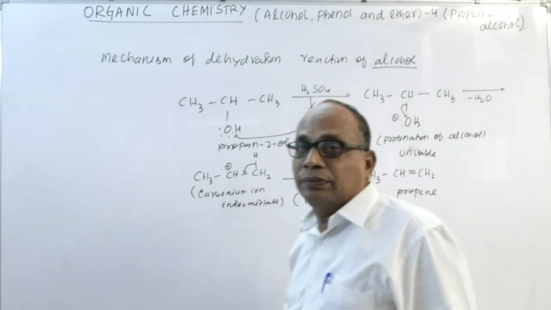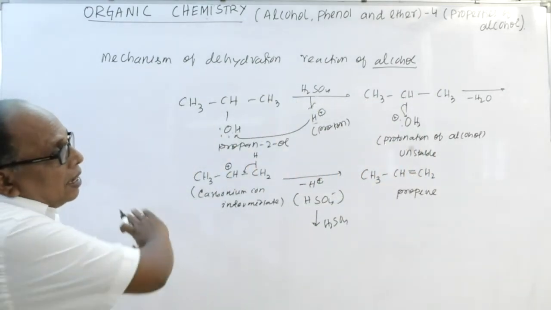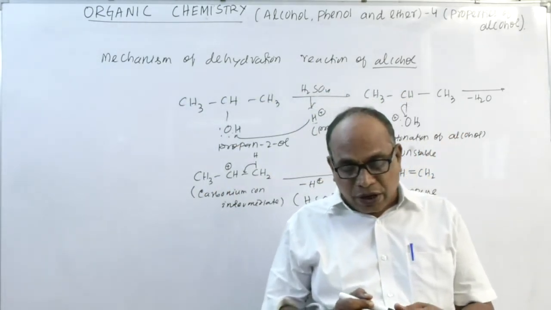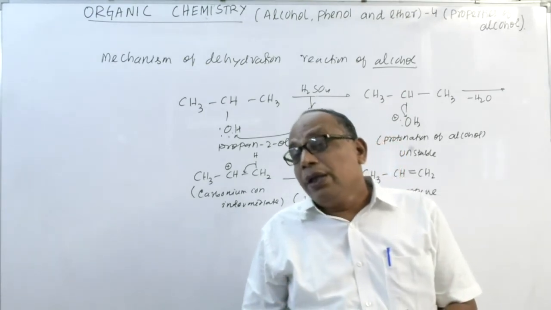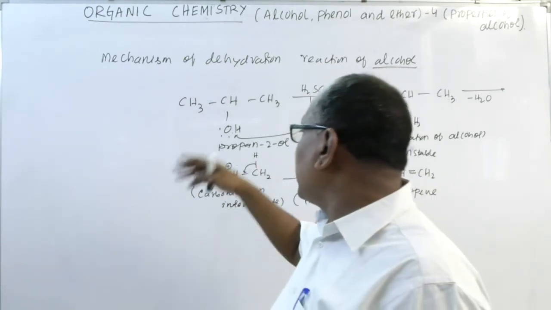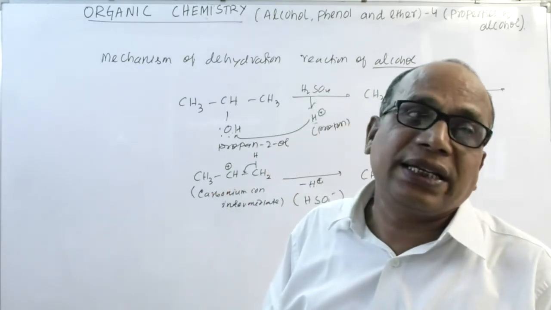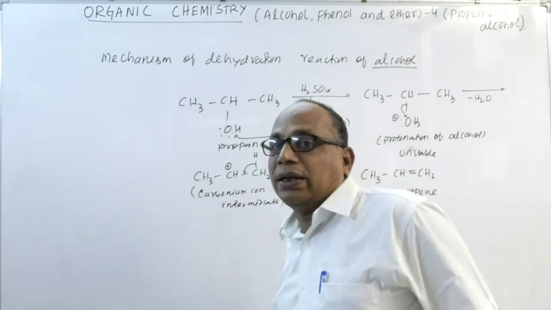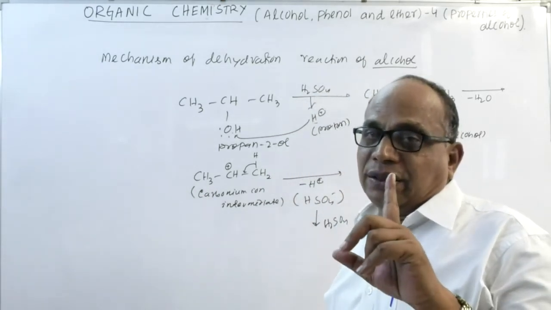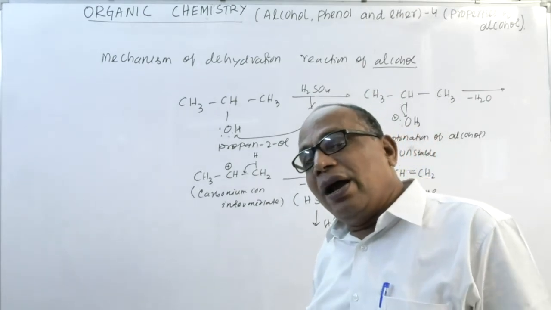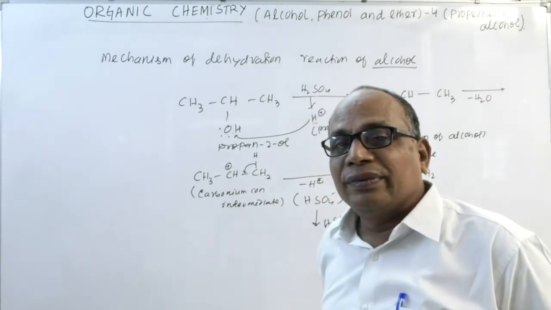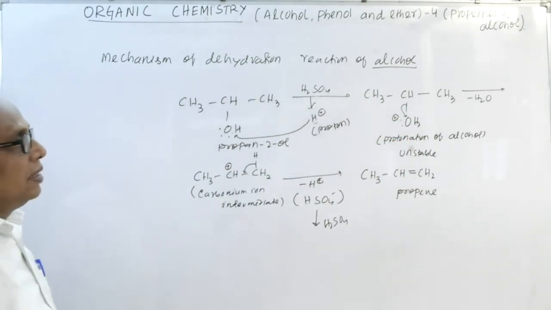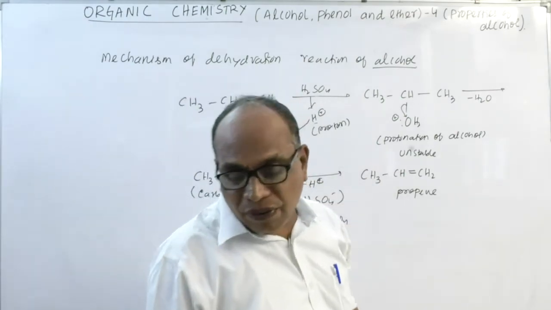H2SO4. And this is the mechanism of the dehydration of alcohol to form the corresponding alkene. The dehydration of alcohol generally takes place in the presence of an acid catalyst, and the rate of dehydration of alcohol is: tertiary is more than secondary, which is more than primary. Okay students, so this is the mechanism of dehydration.